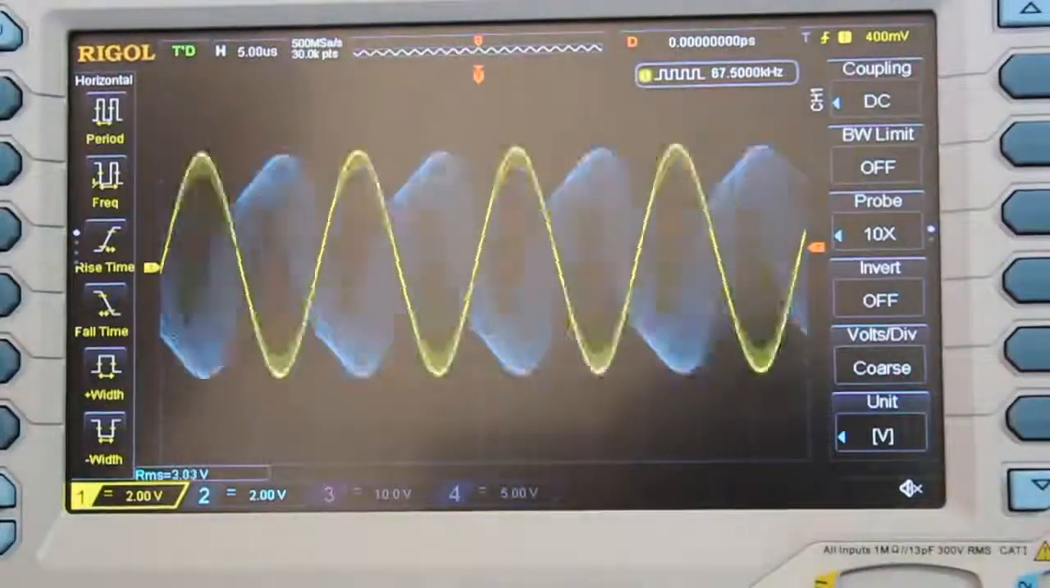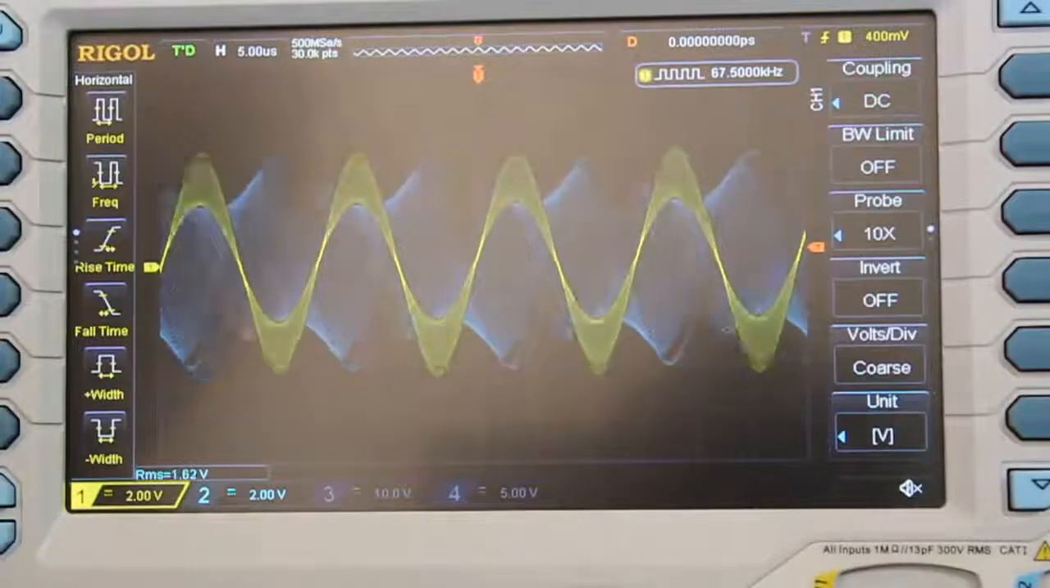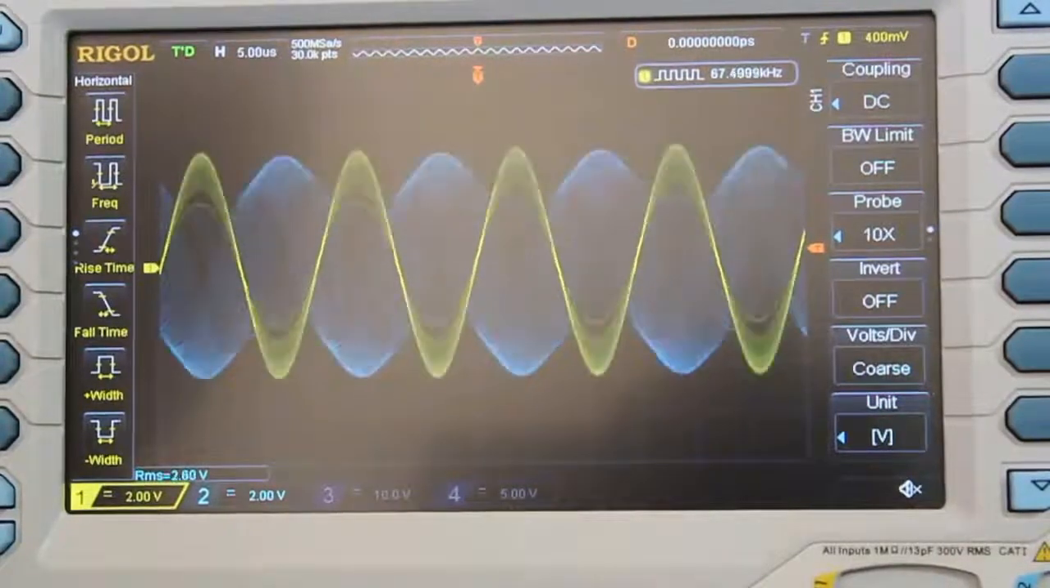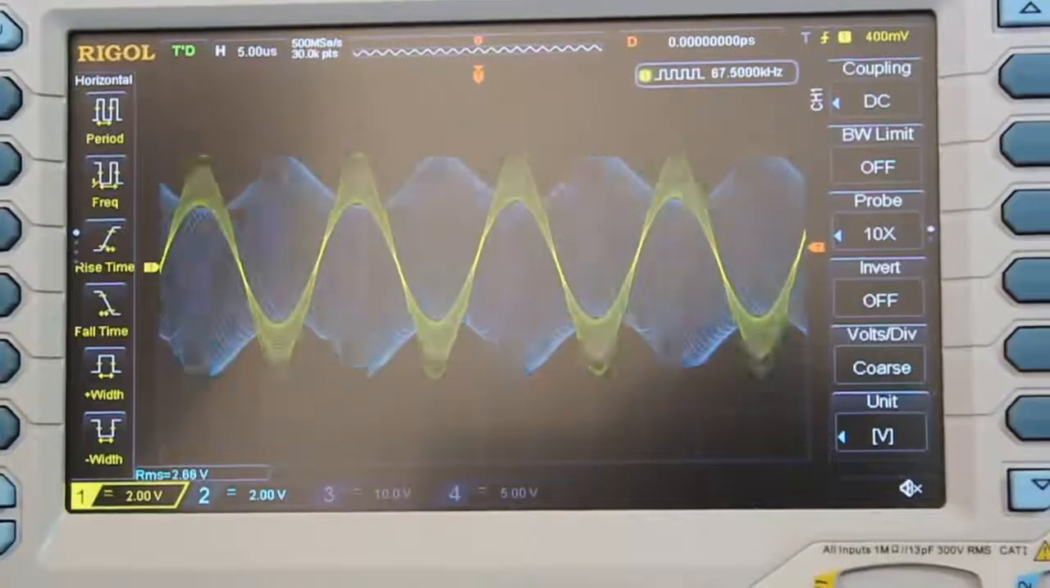Okay, so we'll get to a point where you can see what's going on, where it's fast enough that you can see the wave structure.